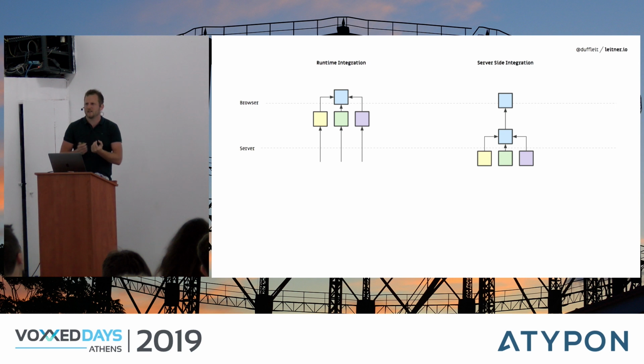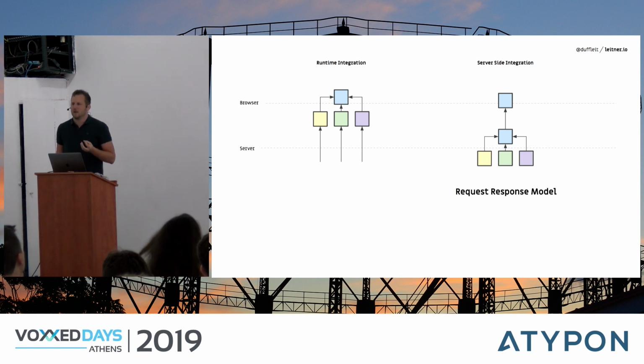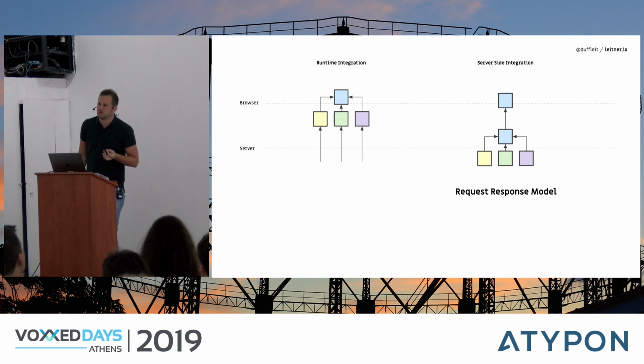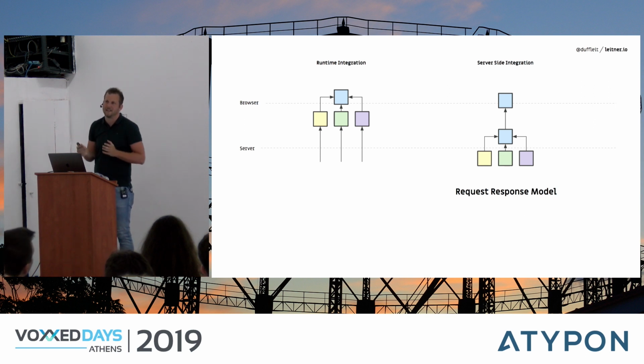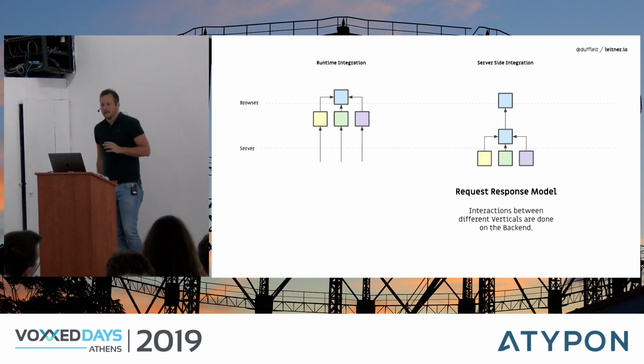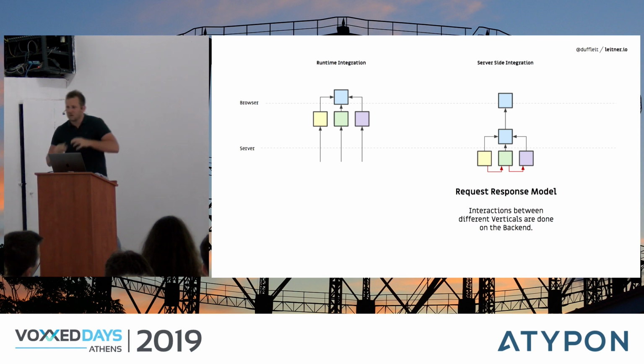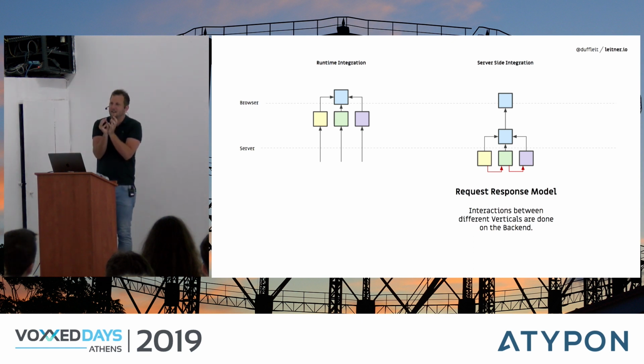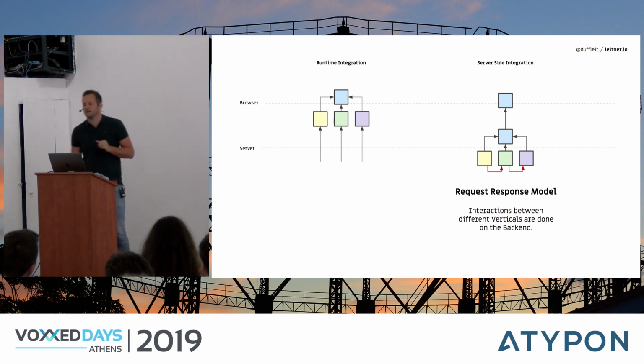And to make a decision here, it's fundamental to understand that the server-side integration is based on this request-response model we are so familiar with, right? We built web applications for years with a request-response model. You get a request, you return a response, totally stateless actually. And the interaction between those verticals is then easily done on the backend. So the application state is still held on the backend because your front end is just request-response. You don't have lots of UI state in your front end.